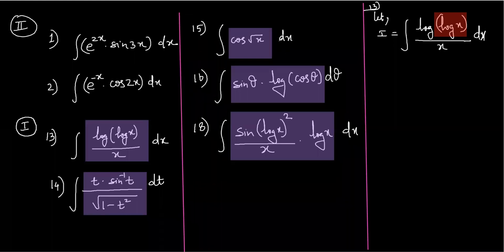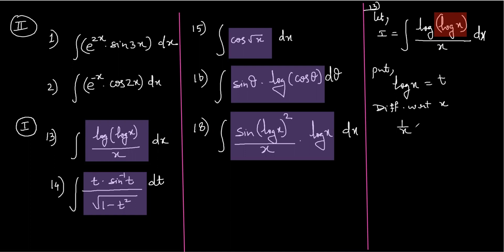So here I write, put log x equals t. Which log x? This log x, I'm putting it as t. Now I differentiate with respect to x. So what I get, d by dx of log x is 1 upon x, and here I get d by dx of t. Now this dx I multiply here. So I get dx upon x equals dt.